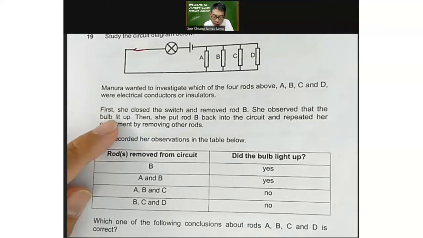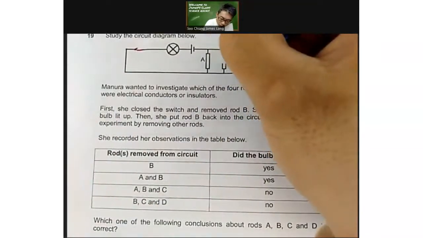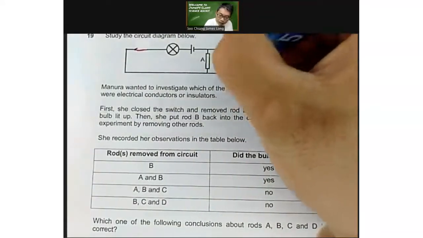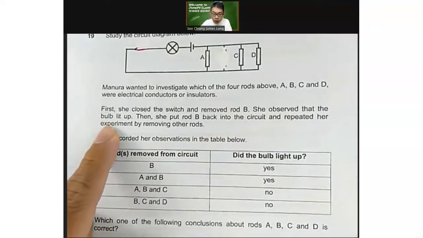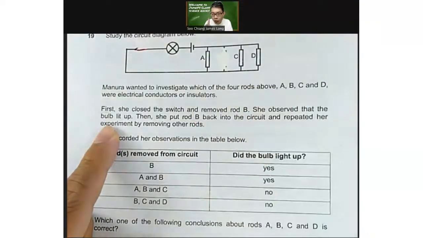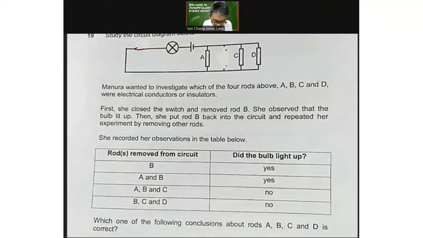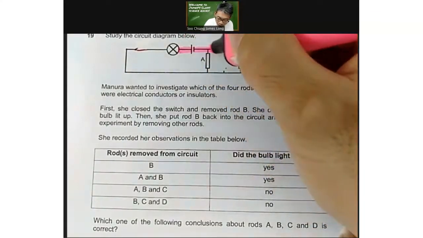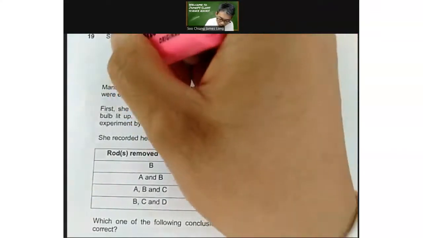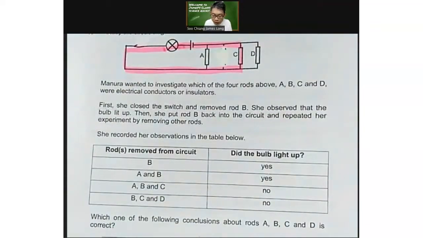First, she closed the switch. I've done so. She removed rod B. So remove rod B. Let me just remove for you to see how it looks like. And then observe the bulb light up. Means somehow the current has flown through either all of these or at least one of them. So the current can flow. For example, if it flows like this, let's say it goes to C, for example. Then of course the bulb can light up if that's what happens.